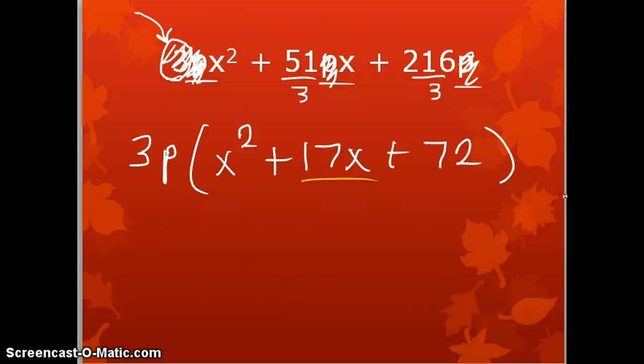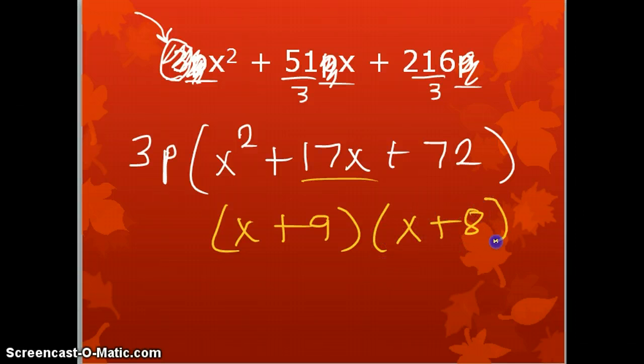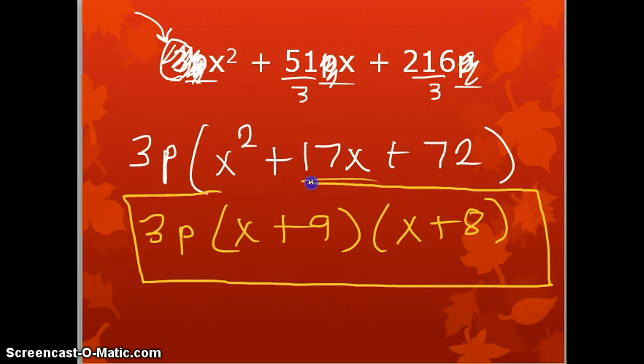9 times 8 gives me 72. And 9 plus 8 gives me 17. So I'm going to use 9 and 8, because 9 times 8 gave me 72 and 9 plus 8 gave me 17. My greatest common factor, we can't lose that. I've factored this completely. And so we're sitting good. And that's our goal: first take out your greatest common factor, if there was one. There isn't always, but chances are that there is. And then what multiplies and what adds.